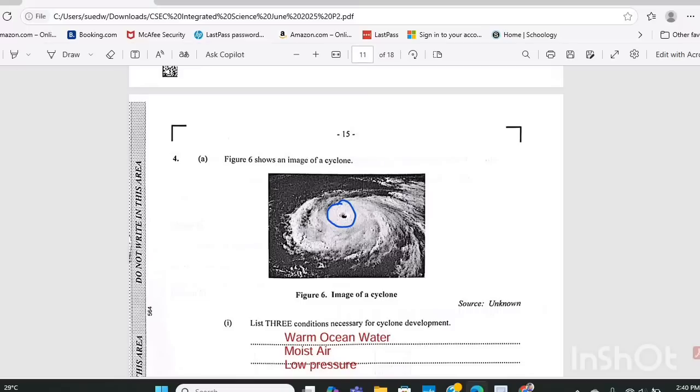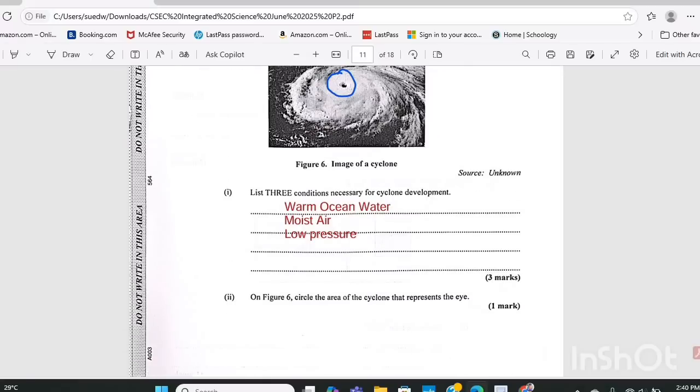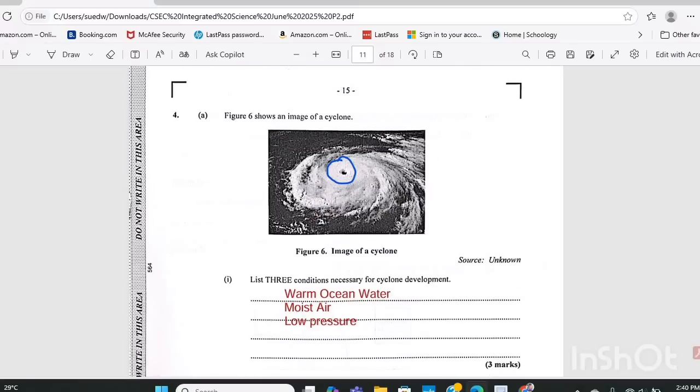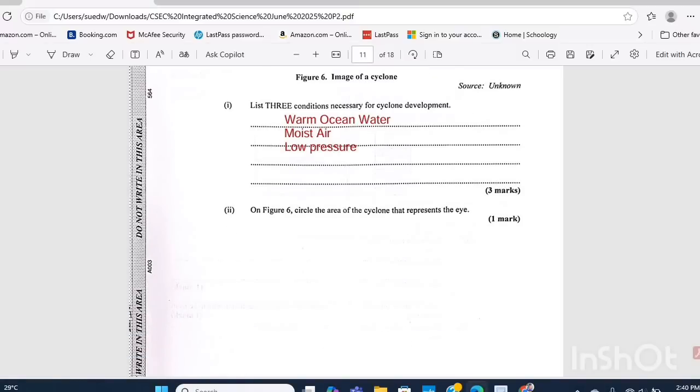List 3 conditions necessary for cyclone development. You need warm ocean water, moist air, and low pressure. 3 marks. It says on figure 6, circle the area of the cyclone that represents the eye, and I would have circled it for you. And I believe, even if you don't know anything about hurricanes, whatever part looks like the eye, I would circle it, and that would give me 1 mark.